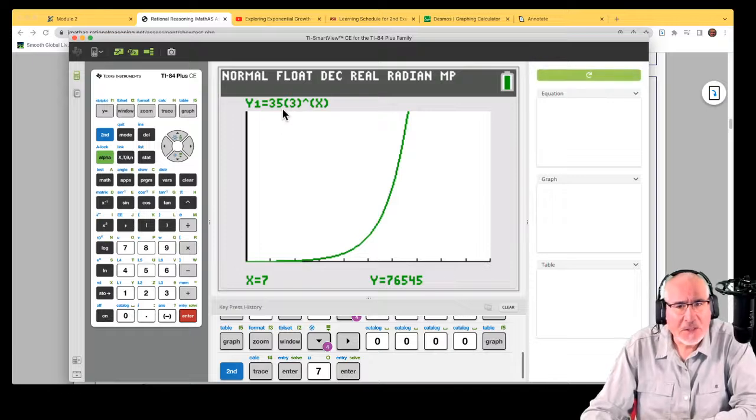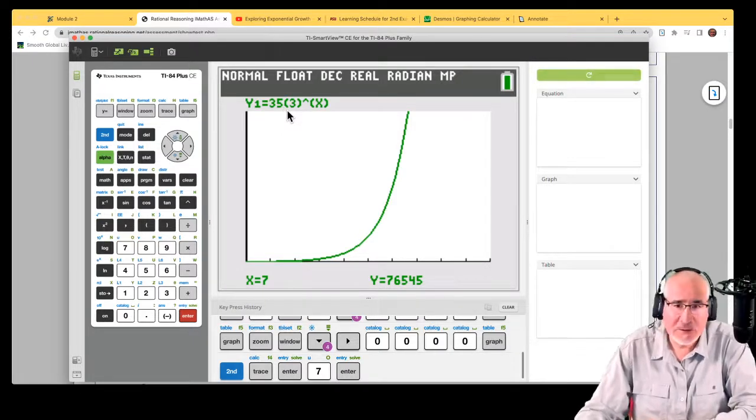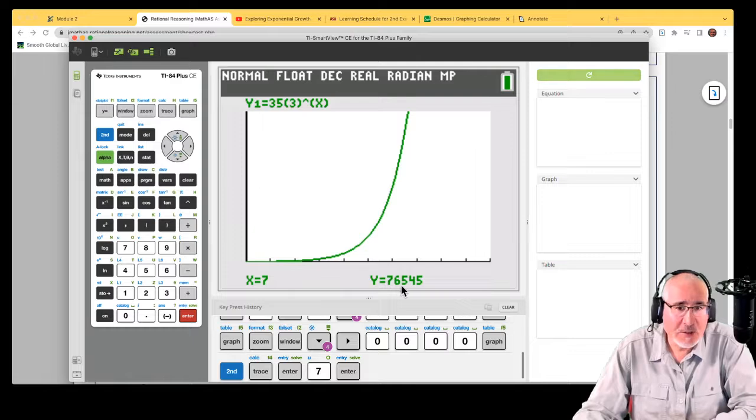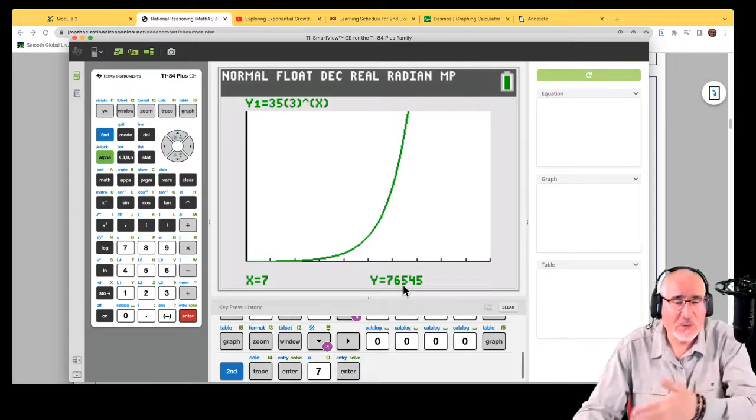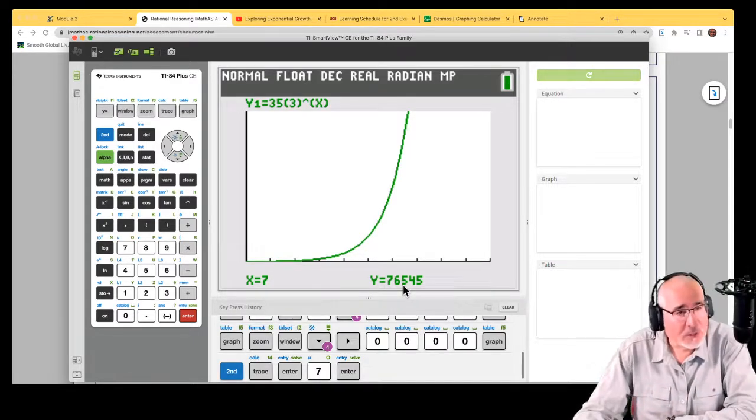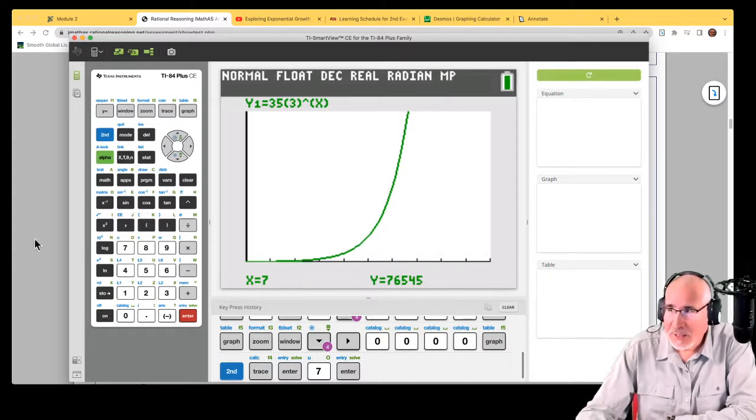Just making sure I got everything right. I wasn't expecting that, but after 7 days, we've got 76,000, and that's what happens with this repeated tripling. Exponential functions can grow very, very quickly. Notice I only went to 50,000. I thought that would be enough, but I probably should have gone to 100,000. Then I would see that little dot there, but I'm able to get my answer.